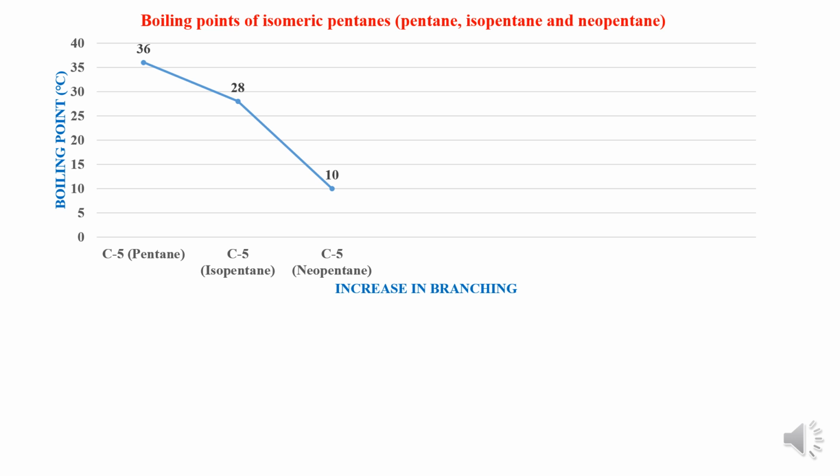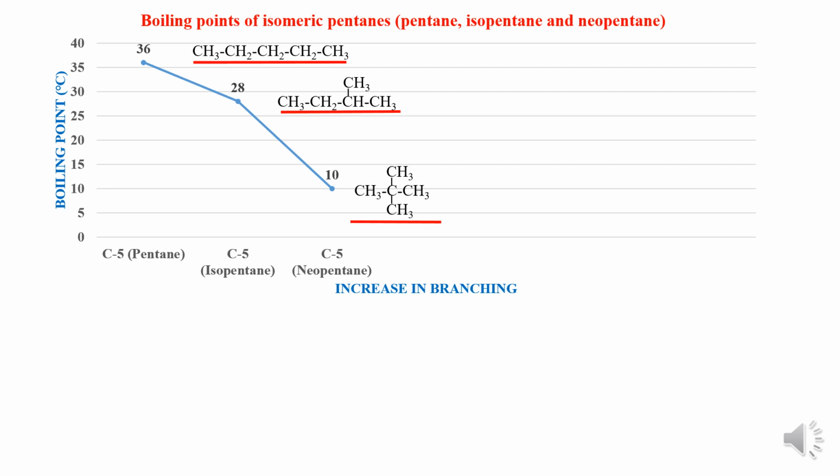Now here's a graph depicting the influence of branching on the boiling point of isomeric pentanes, that is pentane, isopentane and neopentane. Now, pentane is a straight chain alkane, while isopentane and neopentane are branch chain alkanes. So, all these three fall under the chain isomers, and these are the isomers of pentane.